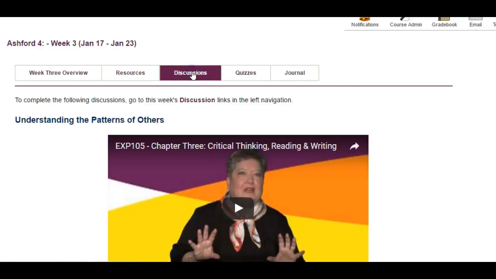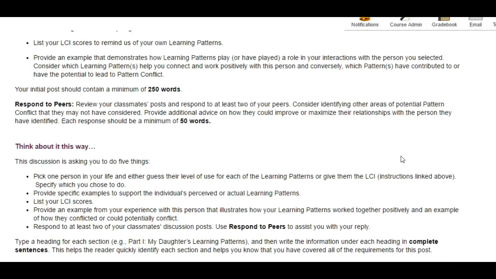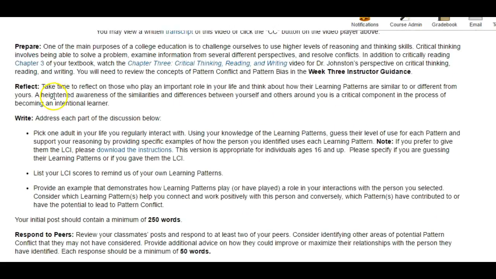So when you go to them, they both have specific things that each one requires you to do. So here on the first one, it wants you to do a reflection. Make sure you address what person you picked to interview. List your scores to remind us as we're reading to see how they connect to you. And then also provide the examples that demonstrate the interaction you have with that person.